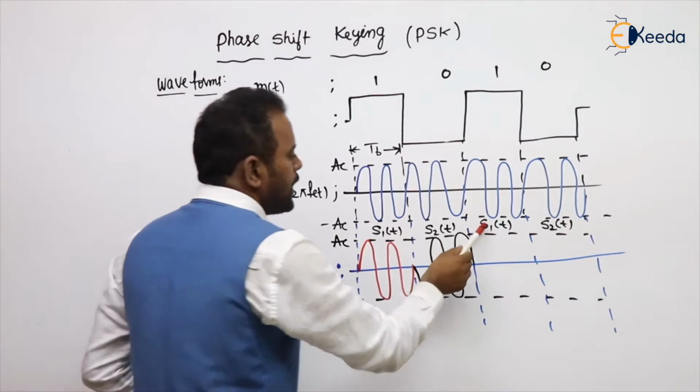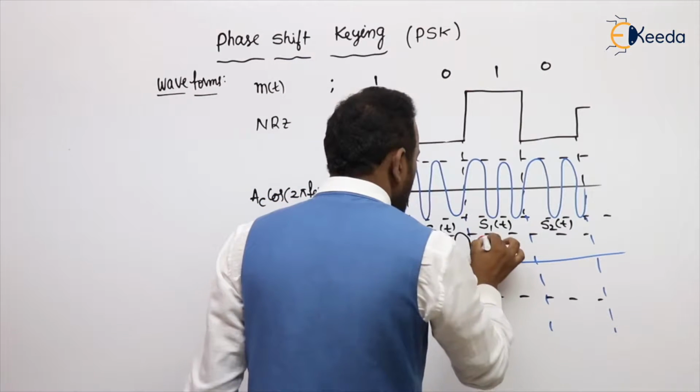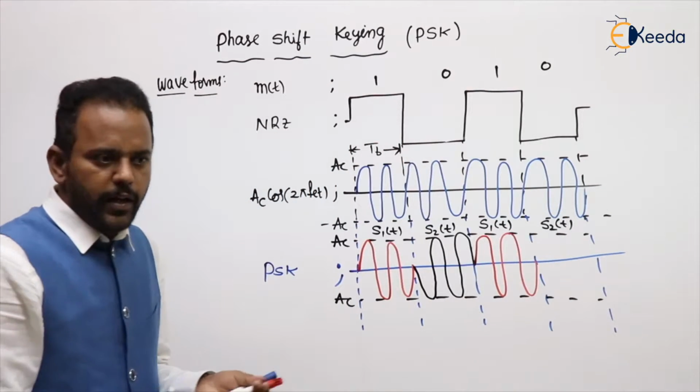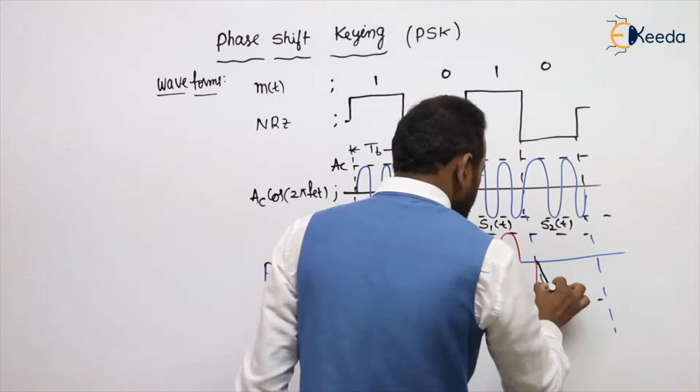Next, one more time, S1(t): same carrier. S2(t): 180 degree carrier.